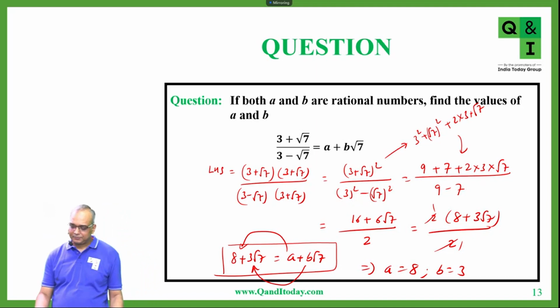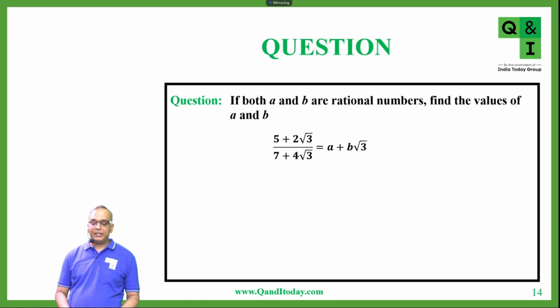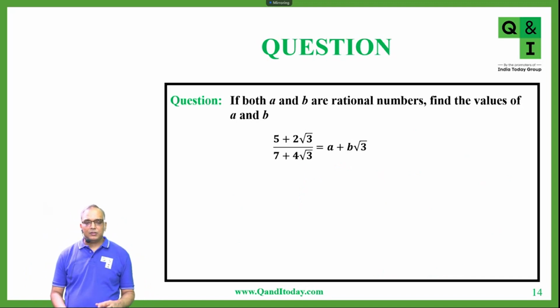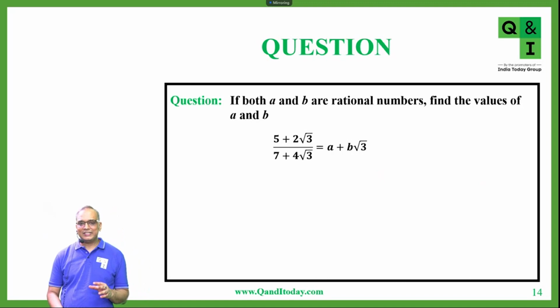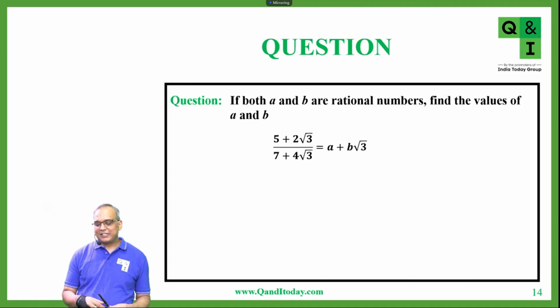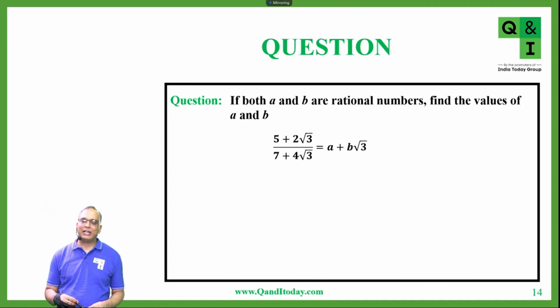Okay. Next question, students. You have to find the value of a and b. So the question is 5 plus 2 root 3 by 7 plus 4 root 3 is equal to a plus b root 3. Rationalize the denominator on the LHS and then try to equate and find the value of a and b.